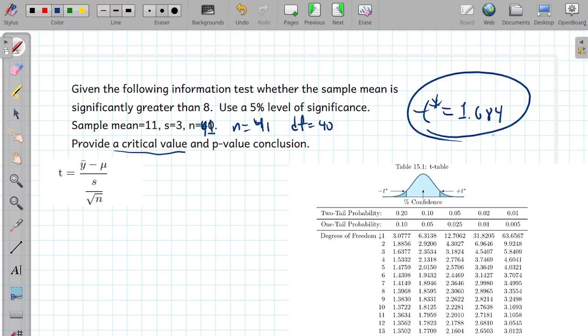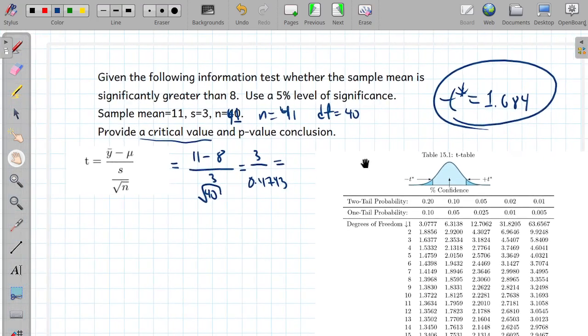So let's do the math. y bar was 11. We were expecting 8. Standard deviation was 3, and the sample size was 40. My written notes are no good because I used an incorrect value. The top is 3, obviously, and then we need 3 divided by the square root of 40, and that is 0.4743. So our test statistic, let's move that table out of the way a little bit. Okay, that's not moving the table.